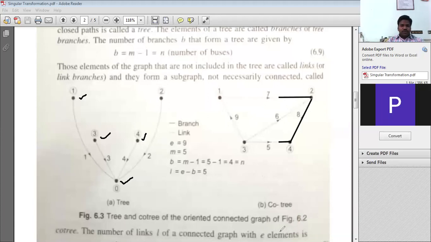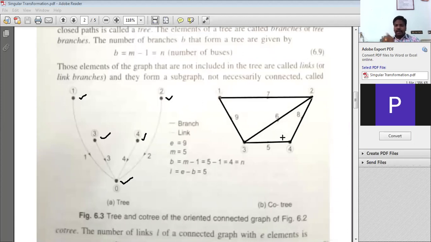Okay, so this is a tree. I can call this a tree. And now what is a co-tree? A co-tree is nothing but the closed path we have separated. Now you see here, the closed path we have separated. So this is called a co-tree.